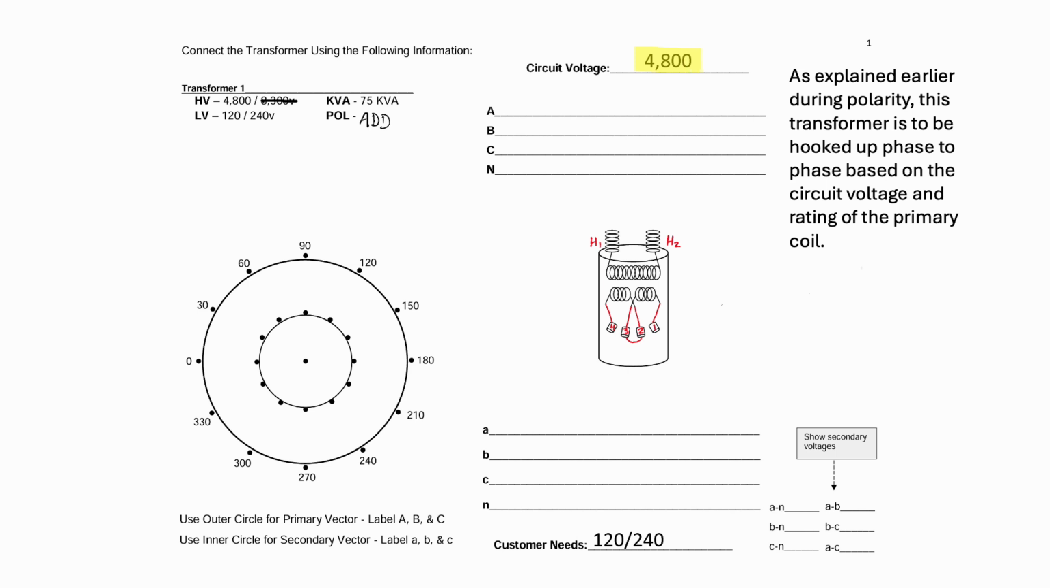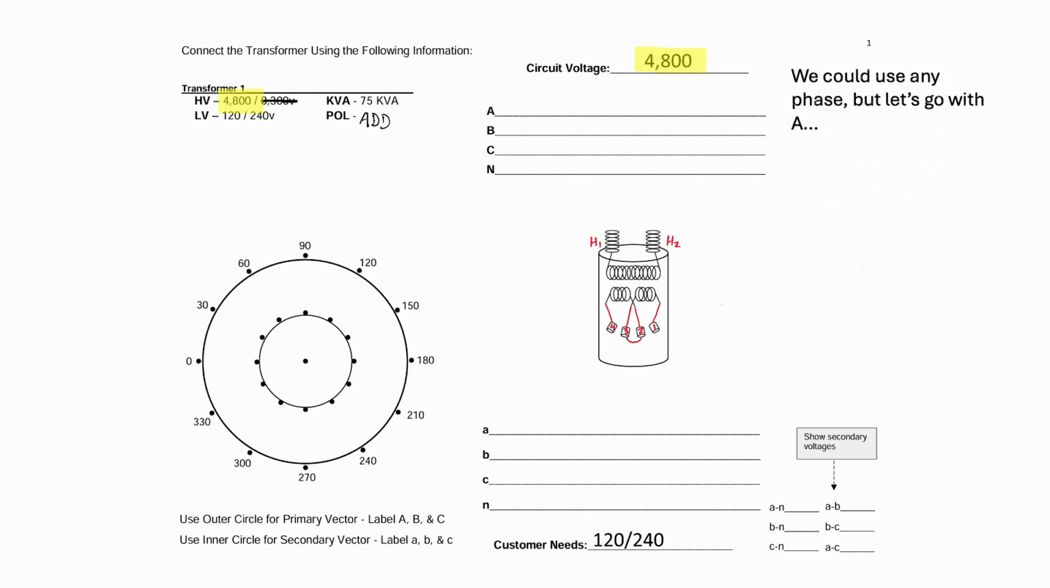As explained earlier, during polarity, this transformer is to be hooked up phase to phase based on the circuit voltage and rating of the primary coil. We could use any phase, but we'll go with A. And then we'll show that on the vector wheel.